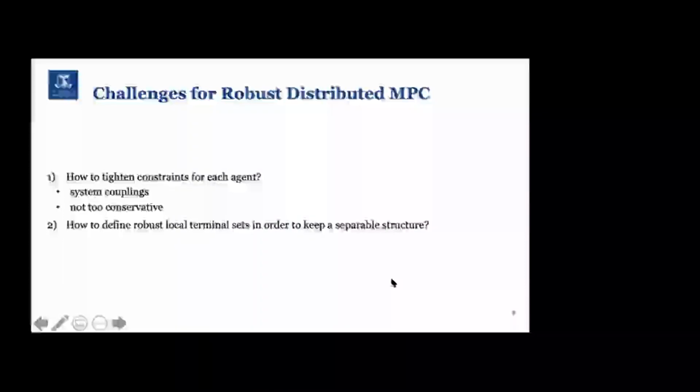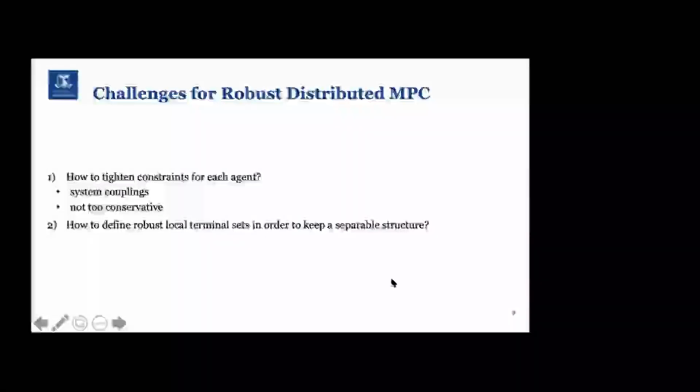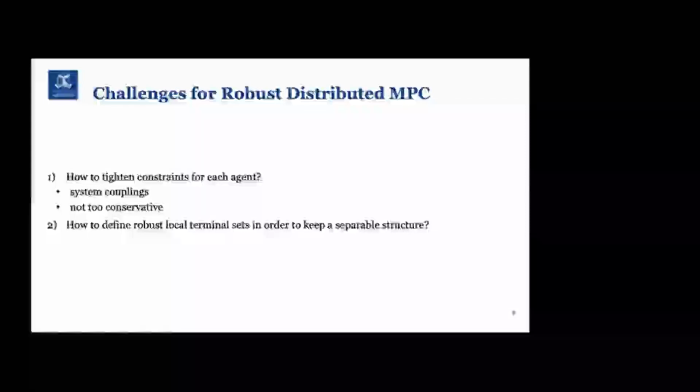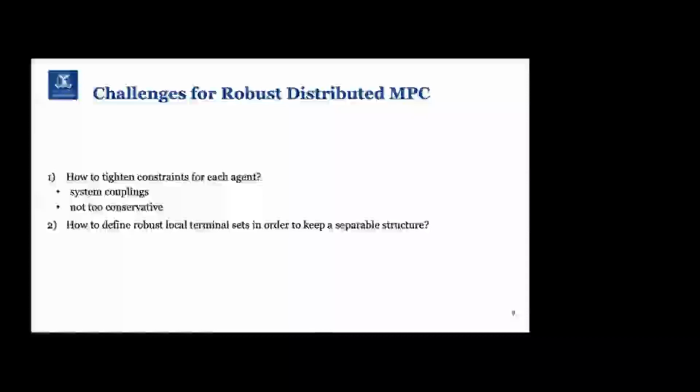So in this project, we start from a fundamental problem of designing a robust cooperative distributed MPC. We also want to use a constraint tightening approach to enhance the robustness for the distributed MPC. And the main challenges we found are the following two problems. The first one is how to tighten the constraint for each agent, taking into account their couplings inside the system for the cooperative control. Besides, our goal is that we don't want to tighten the constraint too much in the distributed way, in order to avoid being too conservative.